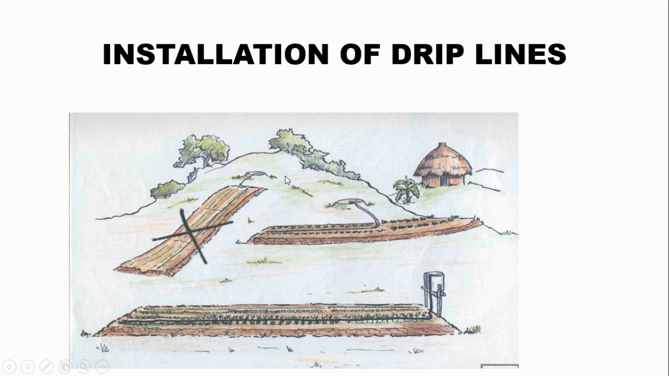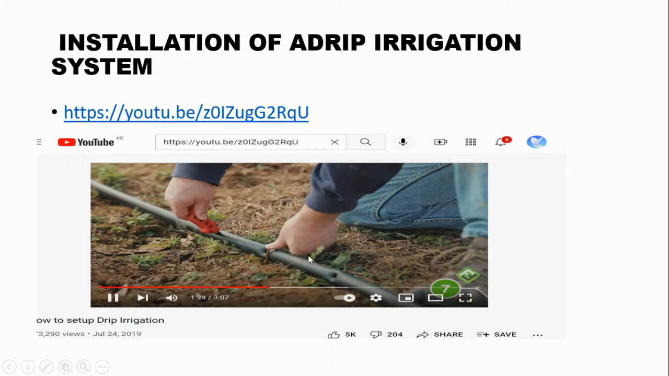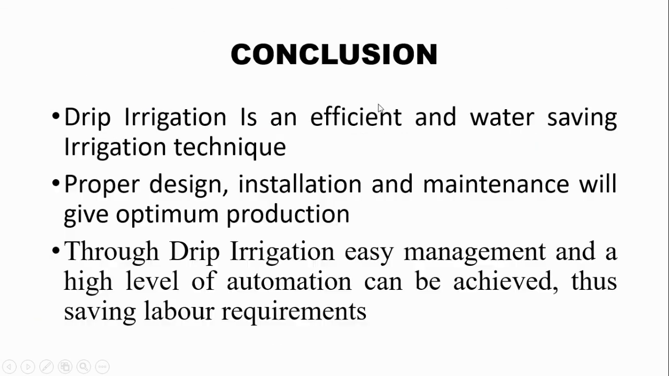When you are installing, Dennis had told us that you don't need to install it in this other way, but this is the correct way of installing the drip lines. This is just a pictorial. We have a YouTube illustration of how to do the installation of the drip irrigation system. I will be able to share the link to the video so that you can watch at your own time.